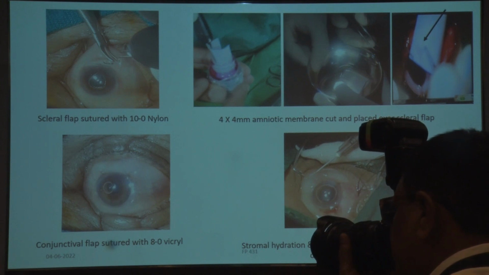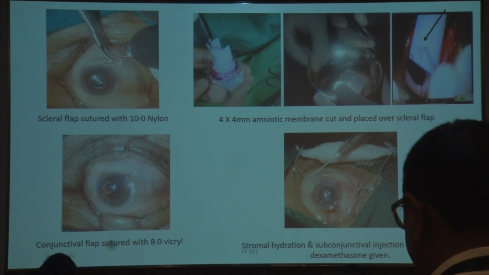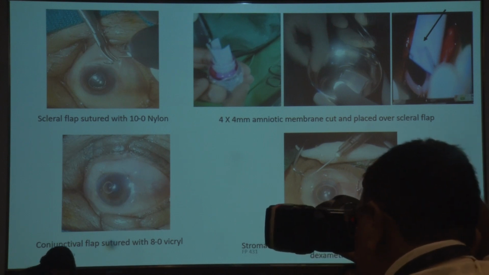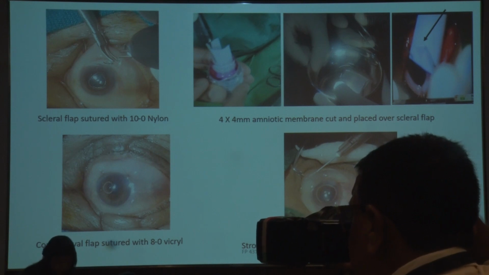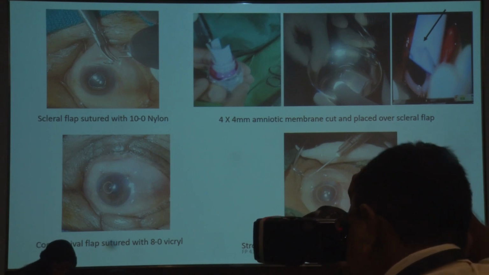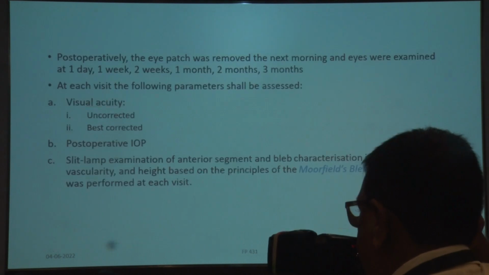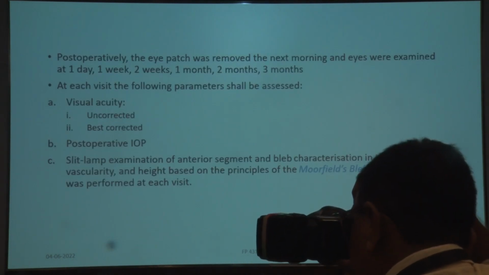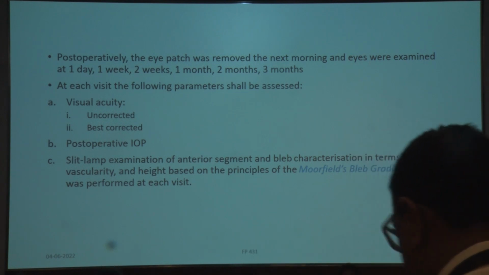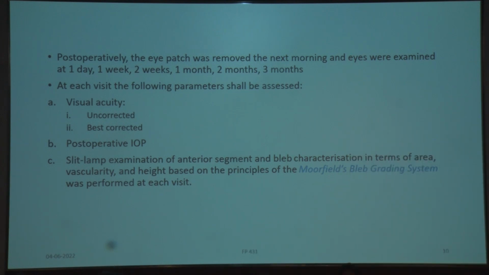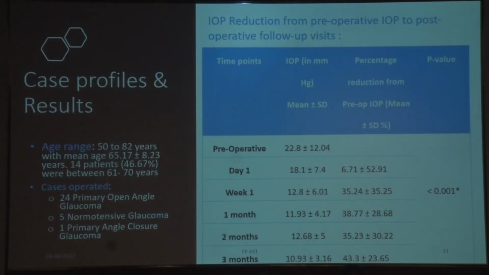A 4 into 4 mm amniotic membrane was cut and then placed over the scleral flap, and the conjunctival flap was sutured with 8-0 Vicryl, and stromal hydration and subconjunctival injection of Genta plus dexamethasone was given. Post-operatively, the patient was followed up for 3 months where visual acuity, post-operative IOP, and slit lamp examination for the bleb characterization was done based on Moorfields.